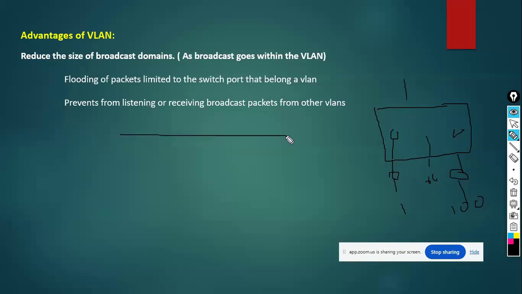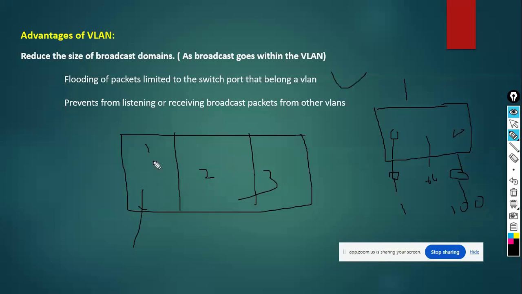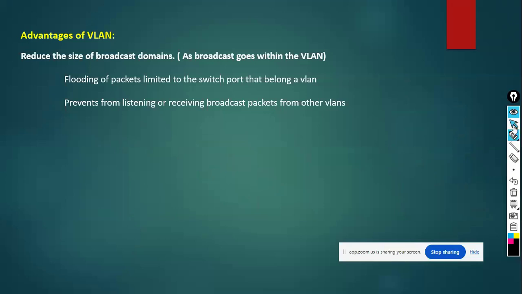But with the VLAN, what will happen is you are dividing. Let us assume you are dividing into three VLANs: one, two, three. When this guy sends a packet, it will only be confined to its own VLAN. It will not be transferred to the second VLAN, right? That is the first point. Second point is this VLAN will not listen to any packets coming from VLAN 2 or VLAN 3. And the other way around as well. Same, other way around.